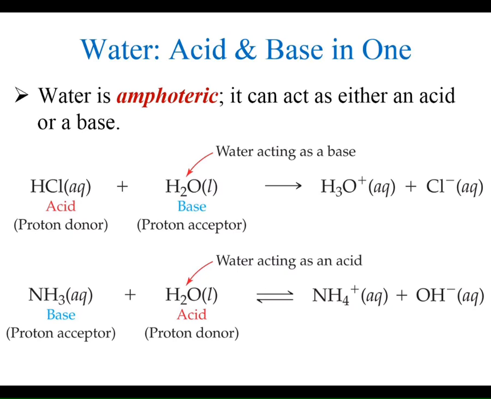It can act like an acid. It can act like a base. It does whatever it wants. Not whatever it wants, but I guess whatever it needs to. It kind of adapts to the situation. Amphoteric. So water sometimes, so here it took an H plus and became hydronium. Here it gave an H plus and became hydroxide. So it did both. So it's called amphoteric.